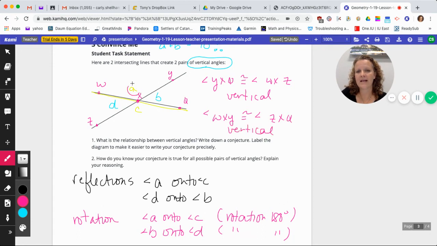I always thought of it as they are across from each other. Okay? They're also formed by linear pairs. When two lines cross, they form two vertical angles across from each other. All right?